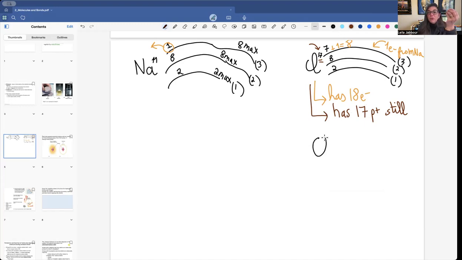So this shows us that we now have one more electron than before, and that puts chlorine into a new category called an ion, because it has one more electron than the original atom. So we put this negative sign up here to show that it has one more electron than it has protons in the nucleus, because it has 18 electrons around versus 17 protons in the nucleus. So this is a negatively charged ion, or we also call it an anion.